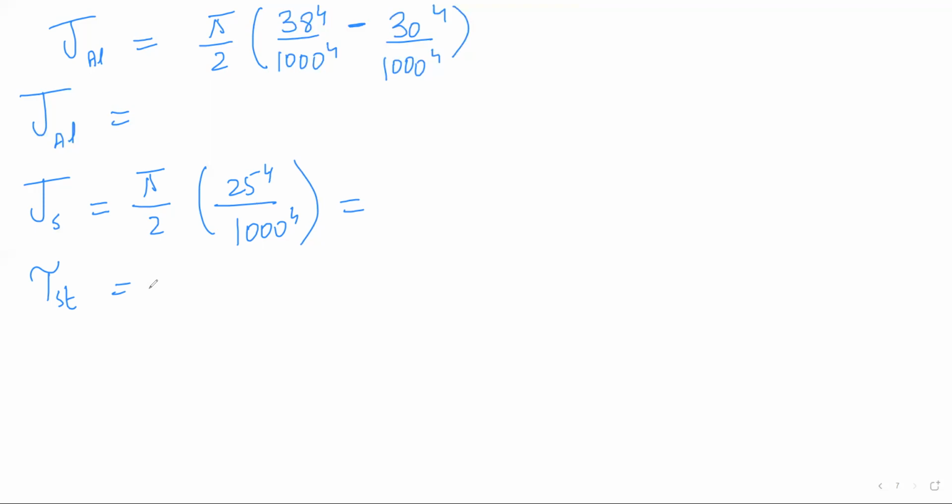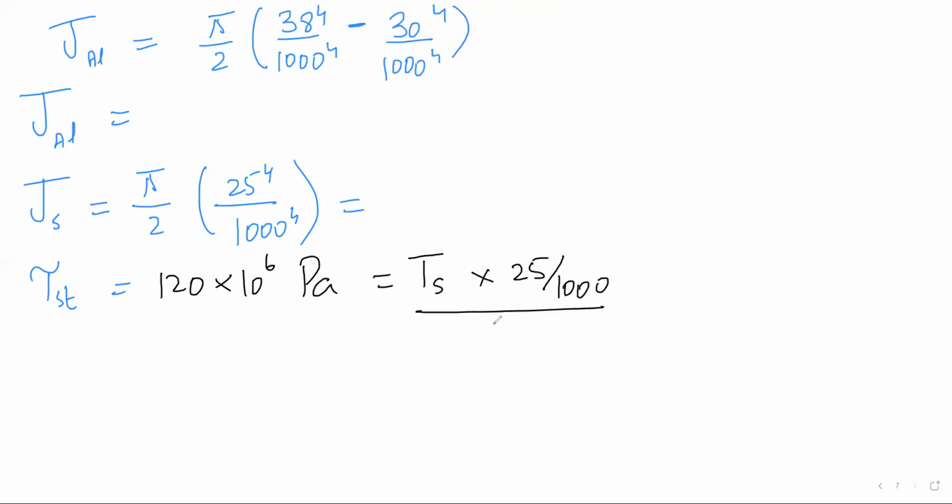Okay. I think I will have to finish this quickly. So shear stress of steel is equal to 120 into 10 power 6 pascals is equal to, anyone who got TS? Anyone? Okay, this is T. Good. What is the radius of this steel? Okay, over polar moment of inertia.